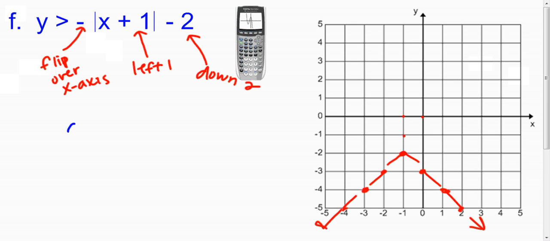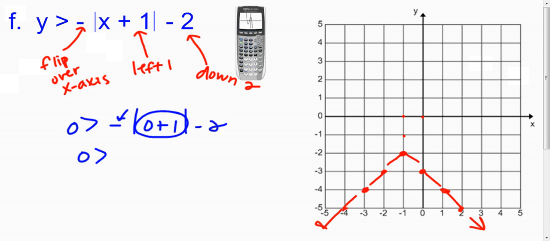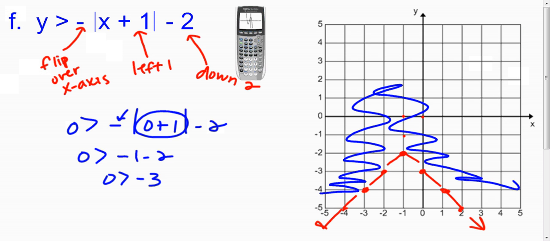Again, I'll put in the point 0, 0. So is 0, the absolute value of 1 is 1, but then I have this negative sign in front, so then I have negative 1 minus 2. So is 0 greater than negative 3? Yes, 0 is greater than negative 3, and I will shade above those lines.